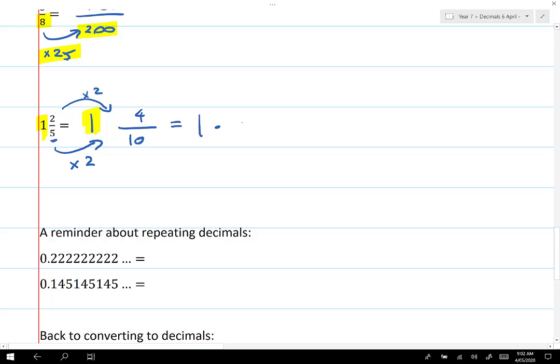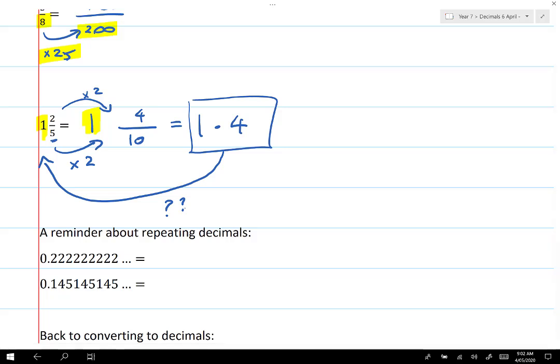Again, the 1 just goes there, and it's 1.4, one number after the decimal point. And you should just do your kind of silliness check. Does the number size 1.4 remind you of the number size 1 2/5? It should. Right, it's 1 and a bit, 1 and a bit.